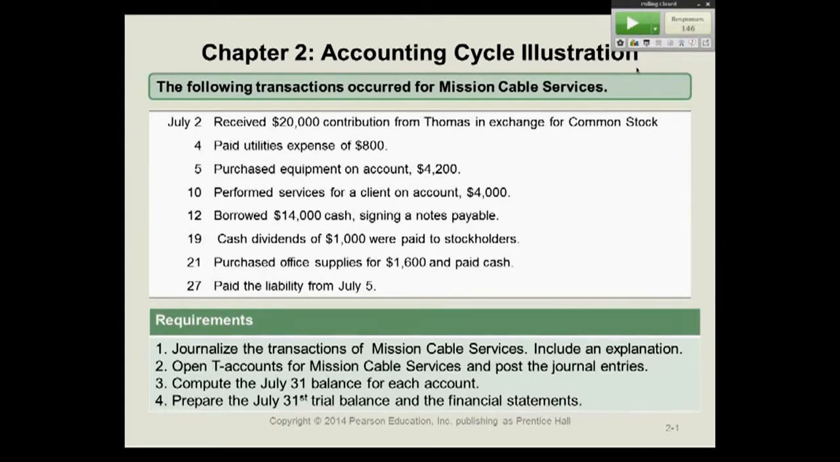This is on July 2nd. He says cash debit 20. Common stock, you do what with that one? Credit. Okay, so his answer is you're going to debit cash, credit common stock, and then you would post that to the ledger.